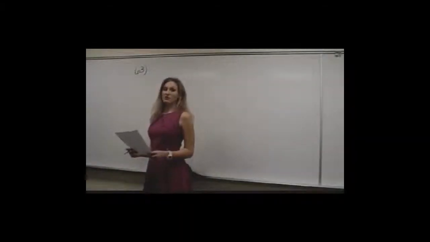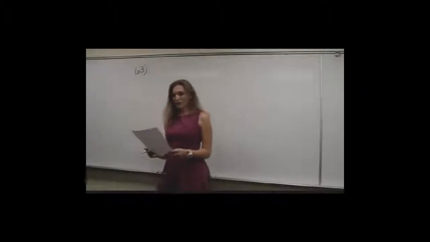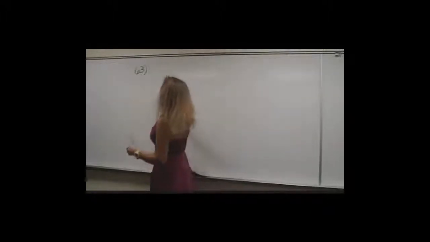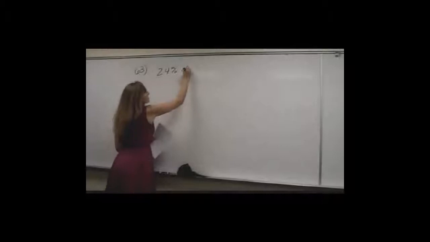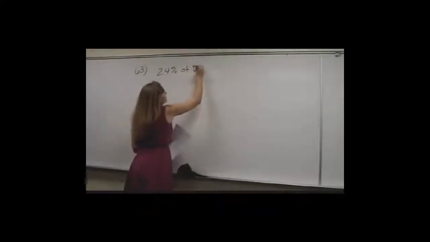So this is number 63 from the review packet. Gwen earns $580 per week and has 24% of this amount withheld for taxes, Social Security, and Medicare. Find the amount withheld. So what we're looking for is we want to find 24% of $580.